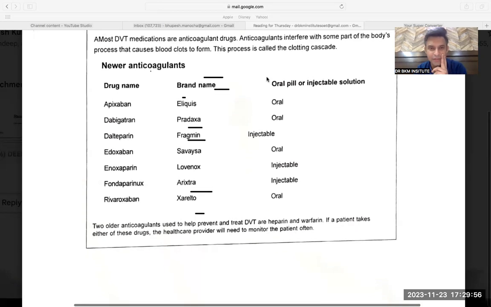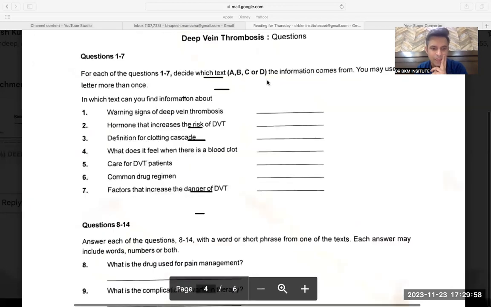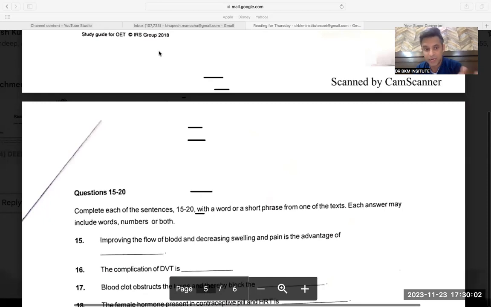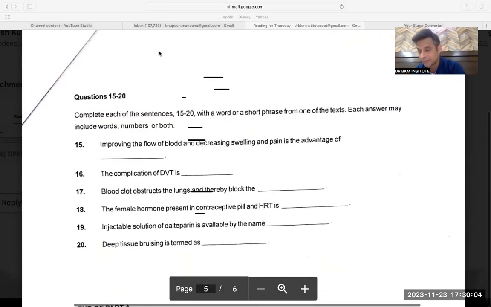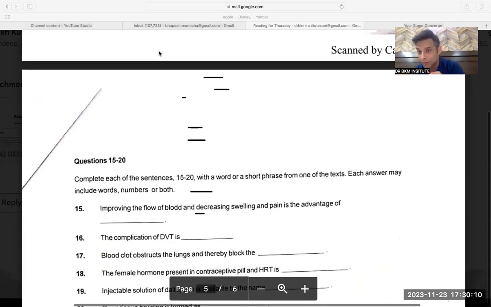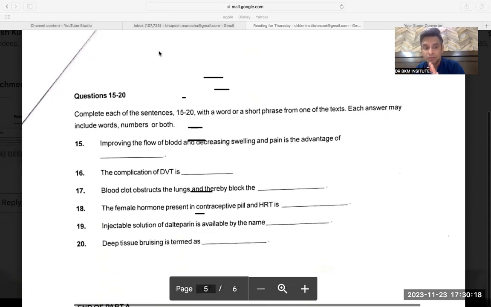Okay. Interfere with the body's process. Okay. So this is a very good question created by this IRS group. Highly thankful to this group. Again, Dr. BKM is all about telling you how to do it. So my job is that. See, we have completed 14 questions overall by talking to you. Even after telling you everything, we have reached 22. So it's almost 12 to 13 minutes. I have done almost every question.